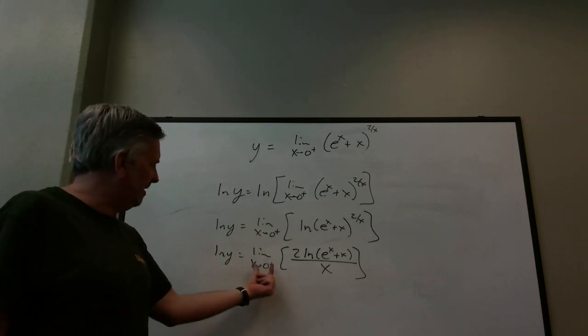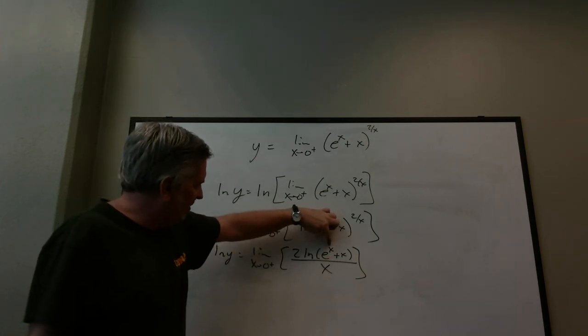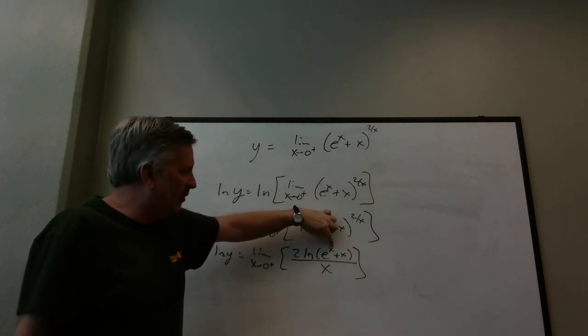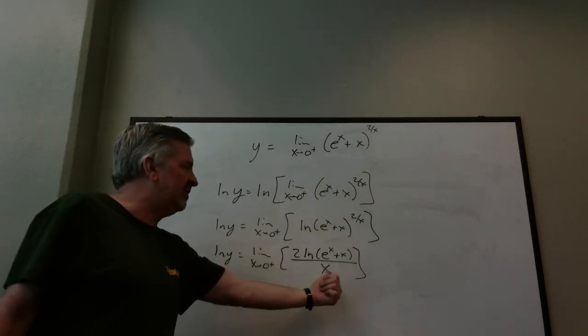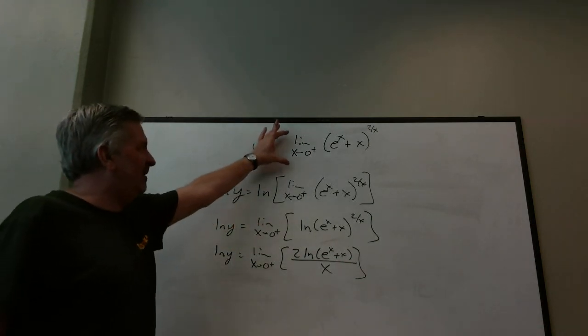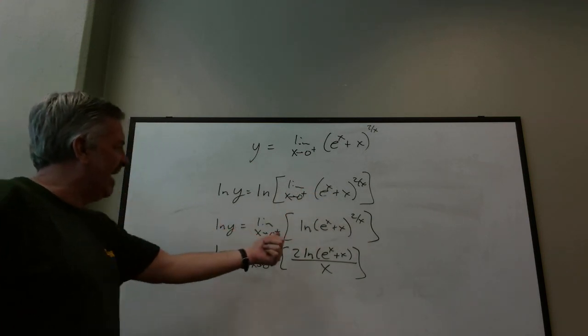Okay, now let's see what we have here. When x approaches 0, the denominator goes to 0. This is e to the 0, which is 1, plus 0 is 1. And natural log of 1 is 0. So now we have a 0 over 0 form. We didn't have it there, but once I took log of both sides and did this manipulation, now I have a 0 over 0.